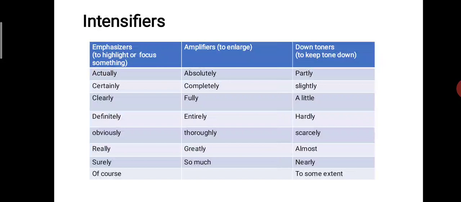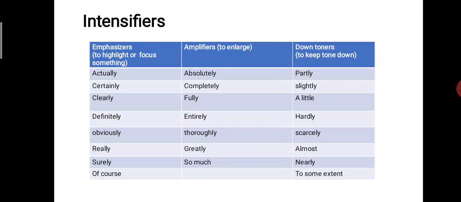Emphasizers, to highlight or focus something. Those words are actually, certainly, clearly, definitely, obviously, really, surely, of course. In amplifiers, to enlarge: absolutely, completely, fully, entirely, thoroughly, greatly, so much. And downtoners, that is to keep tone down: partly, slightly, a little, hardly, scarcely, almost, nearly, and to some extent. So in this way, you are going to use the intensifier at the time of writing of the paragraph.